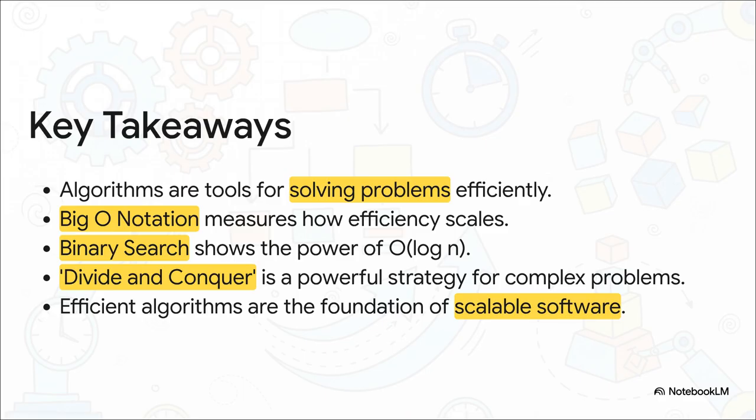To measure that efficiency, we have big O notation, which tells us how well our code scales. We saw the incredible power of O of log n with binary search, which is just a fantastic way to search. For more complex problems, we learned about divide and conquer, the master strategy behind quicksort. And at the end of the day, all of this is absolutely crucial, because these efficient algorithms are what let us build fast, scalable apps that users love.